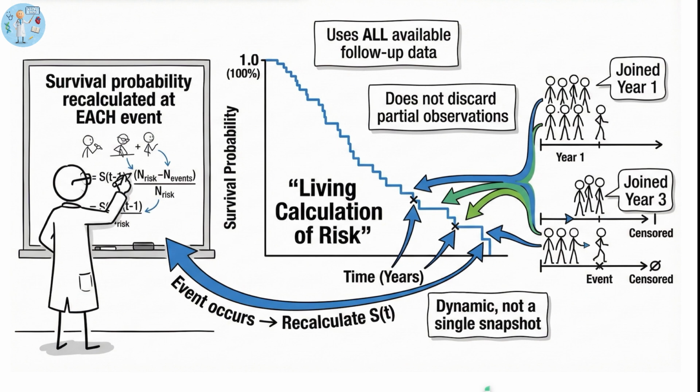This is a massive practical issue. People join studies at different times. Right. A patient who joins in year 3 can't possibly get to the 5-year endpoint before the study closes. So what do you do with their data? In a simple percentage, you'd probably just have to throw it out, wouldn't you? Or wait for years. The Kaplan-Meier method is designed to use all that valuable partial data. It calculates survival probability continuously every single time an event happens. So it's like a living calculation of risk. It's dynamic, not just one static snapshot at the end.